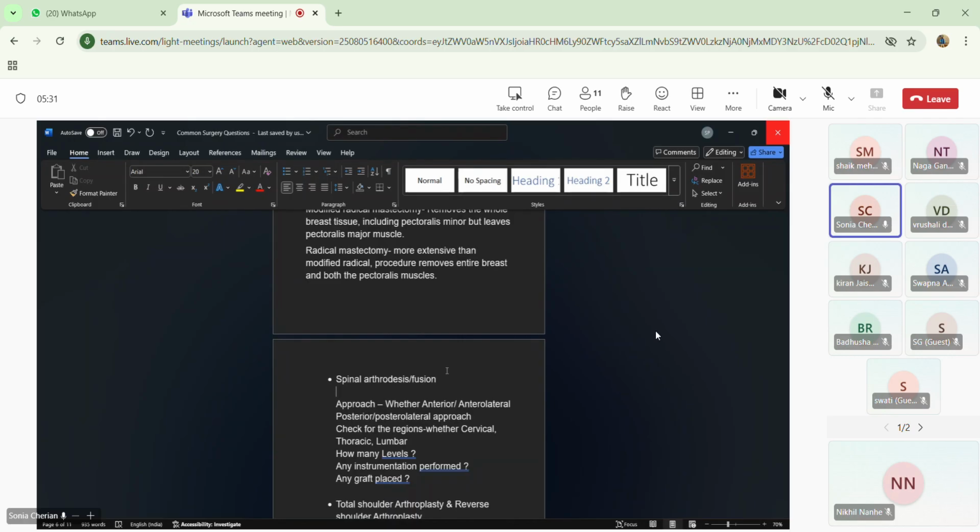Then we need to check for the regions, whether they have done the fusion in the cervical, thoracic, or lumbar. Then we need to check for the levels, how many levels they have done the procedure, whether it is just one level, for example from C5 to C6, or two levels from C6 to T2. That is C6 to C7, C7 to T1, and T1 to T2. This is how you check for the levels, how many levels have been involved.